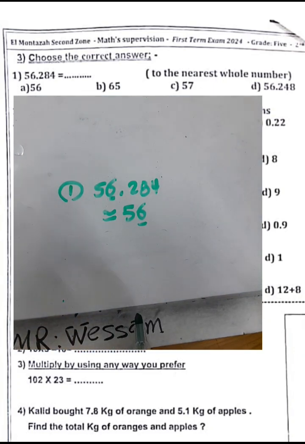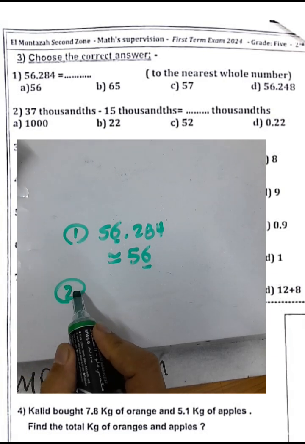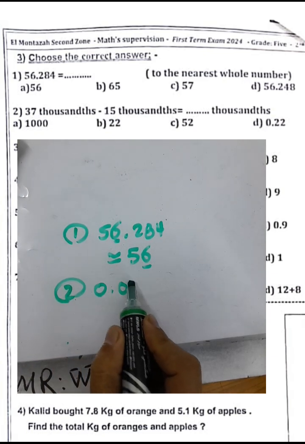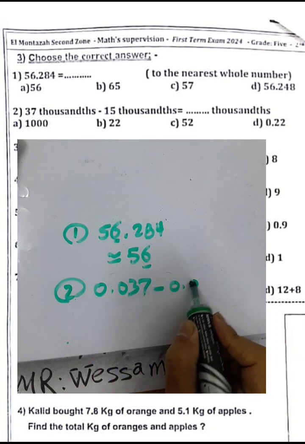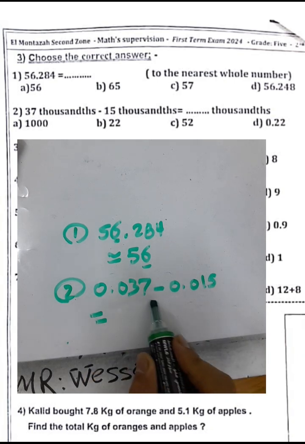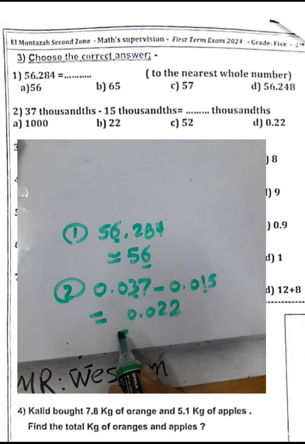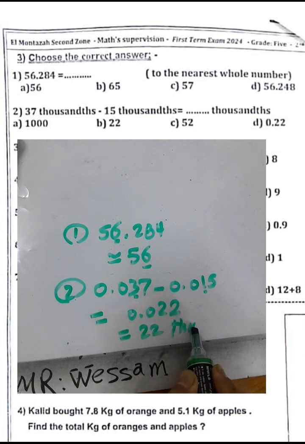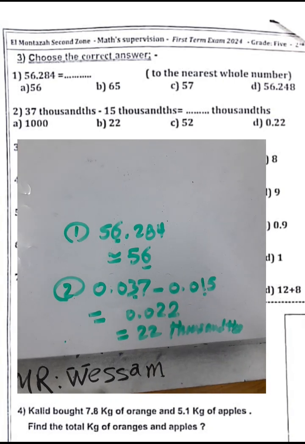Number 2. 37 thousandths subtract by 15 thousandths. 7 minus 5 equals 2 and 3 minus 1 equals 2, 0.0. The result will be 22 thousandths. Write 22 in this space.